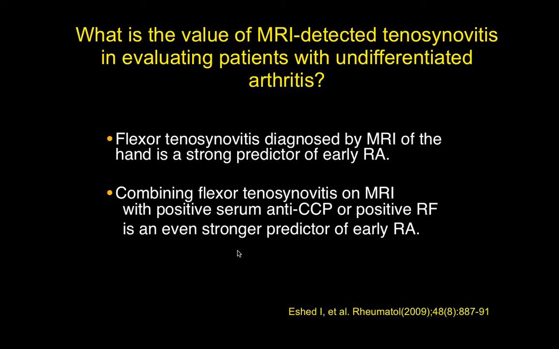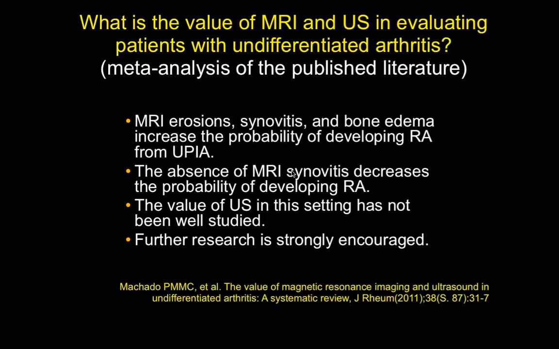What is the value of MRI-detected tenosynovitis in evaluating patients? What they also found is that flexor tenosynovitis had a high correlation with ultimately becoming diagnosed with rheumatoid arthritis. So if you see flexor tenosynovitis, that's also a pretty specific finding for rheumatoid arthritis in the right setting.